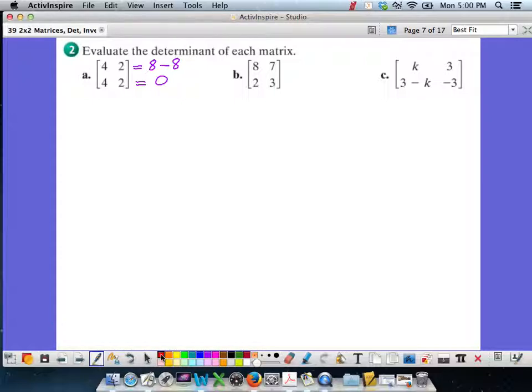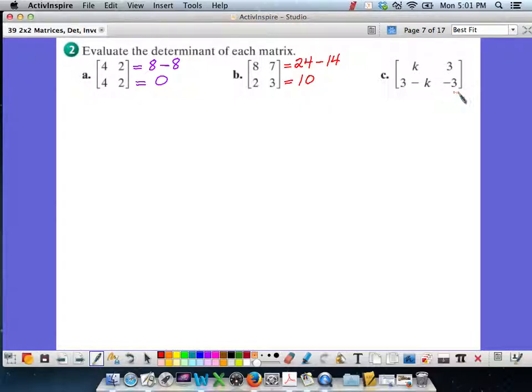On B, we're going to multiply A times D, these two right here, 8 times 3, and get 24, minus, remember that minus is part of that formula, going this way, 7 times 2, which is 14. And when I do that subtraction, it is 10. So the determinant for this 2 by 2 is 10. It's going to be a whole number, an integer of some sort, if every element in the matrix is an integer. Or it could be just a real number, fraction, or decimal.